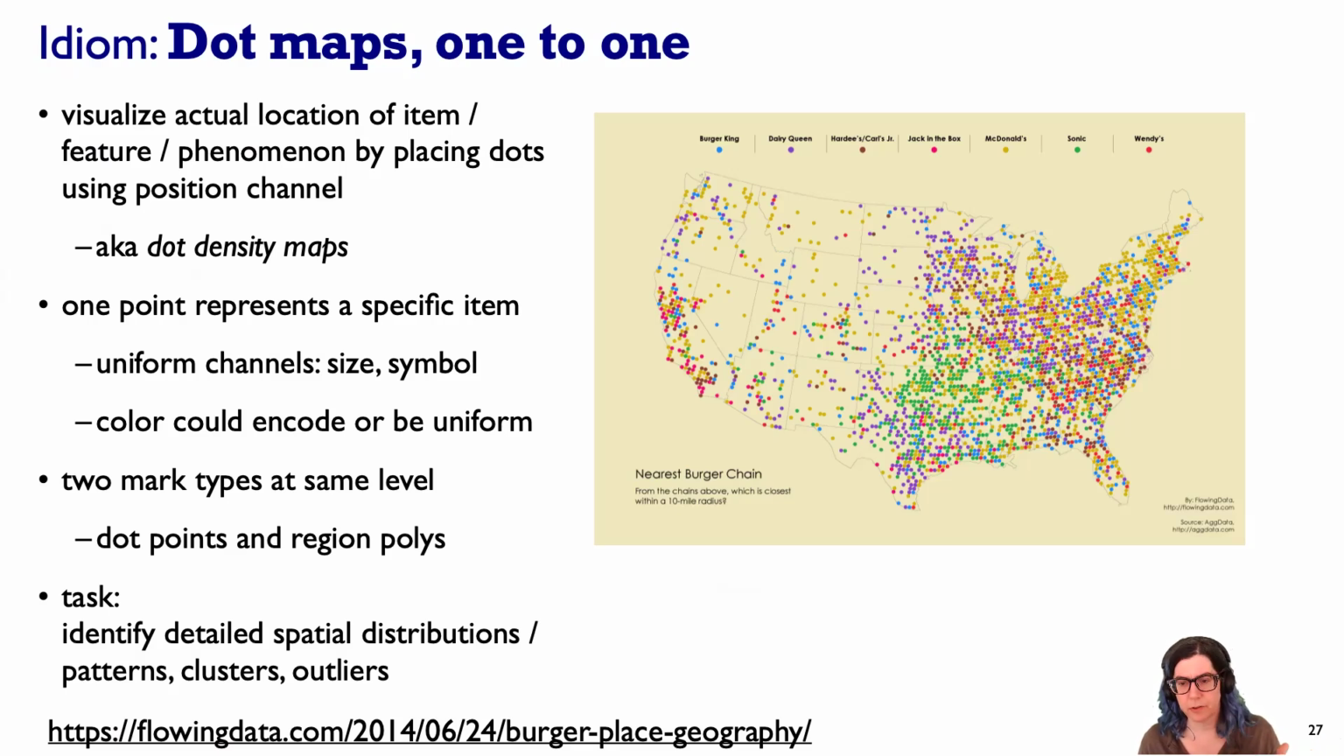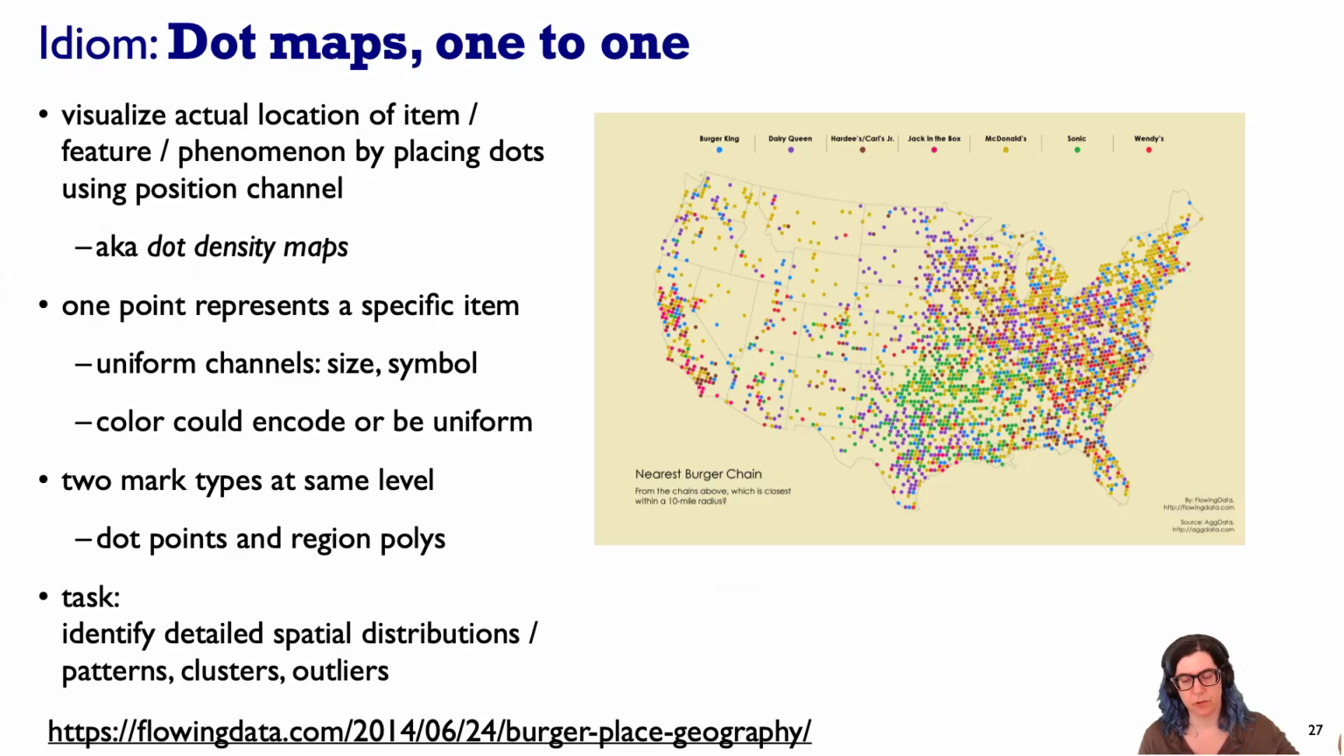So the size of the dots are uniform. The symbol is typically uniform. In this case, it's circles. You can color code, or that could be uniform. And what we've done here is we now have two different levels, but they're two different mark types, but they're at the same level. One doesn't depend on the other because you actually are placing these dots at locations, in some sense, independent of where that base map was.